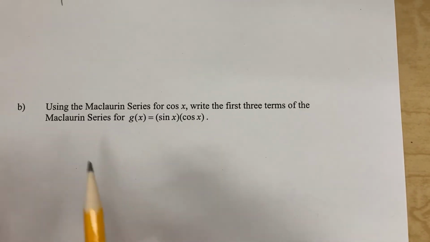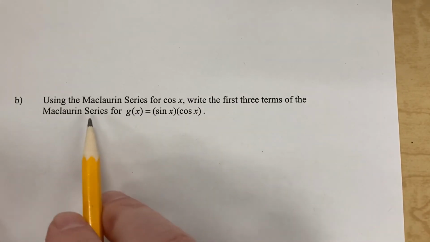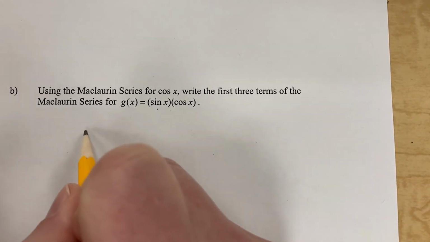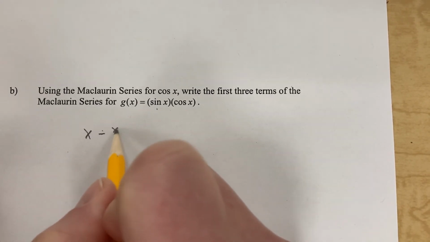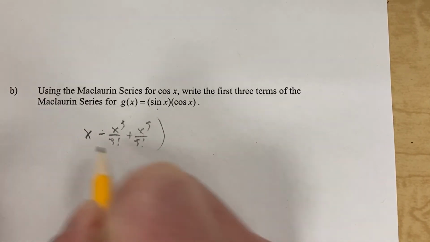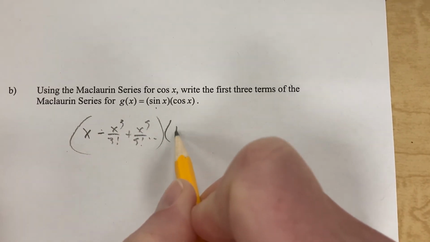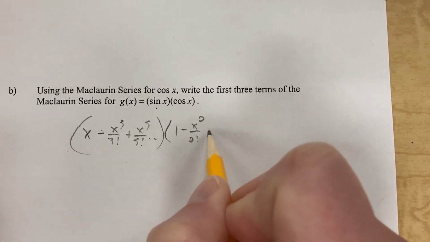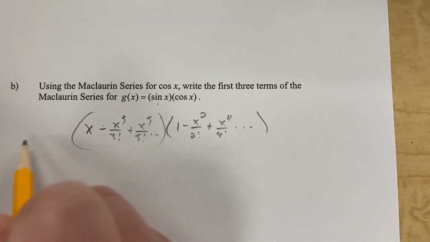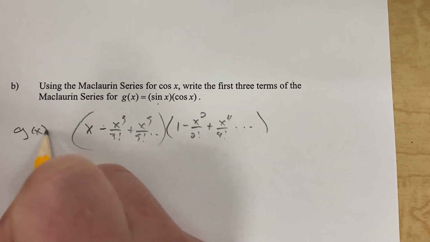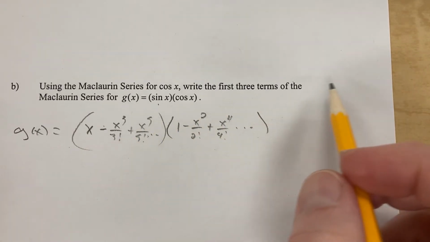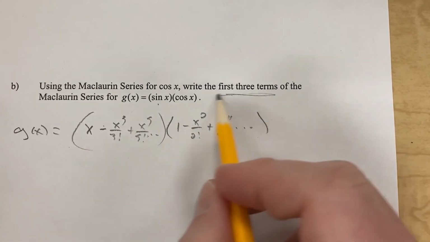Part B says, can you use the Maclaurin for cosine to write the first 3 terms of this sine cosine? So we know again that sine is x minus x cubed over 3 factorial plus x to the fifth over 5 factorial, and so on. Cosine is 1 minus x squared over 2 plus x to the fourth over 4, and so on. So what they want us to say is, well, that's what g of x is. It's this infinite series times this infinite series. Obviously, that's a lot of terms. Can we come up with the first three terms?